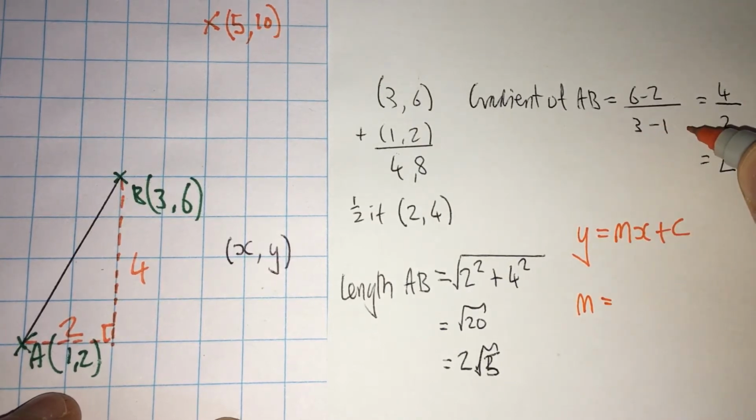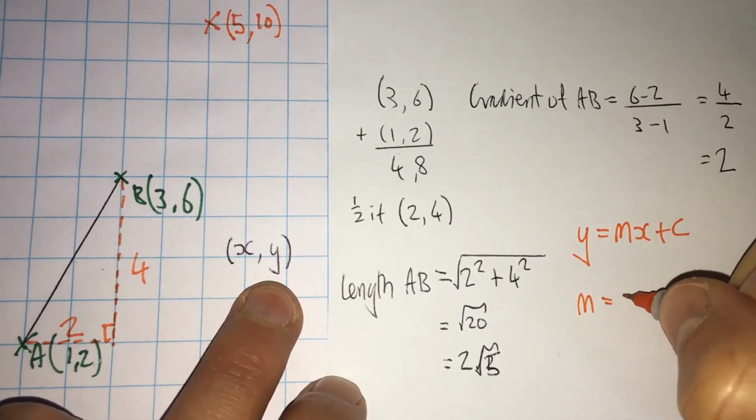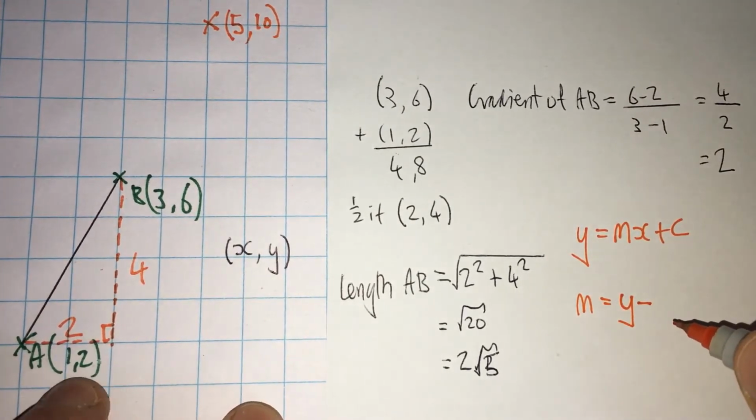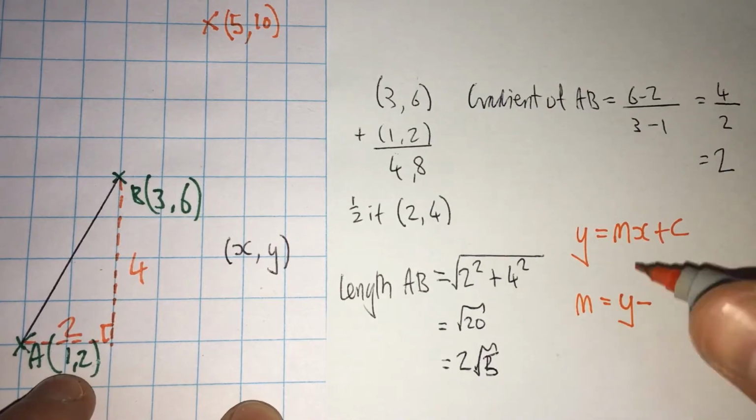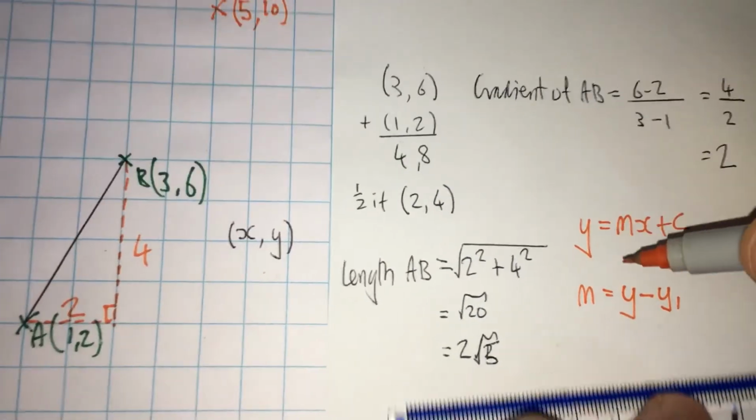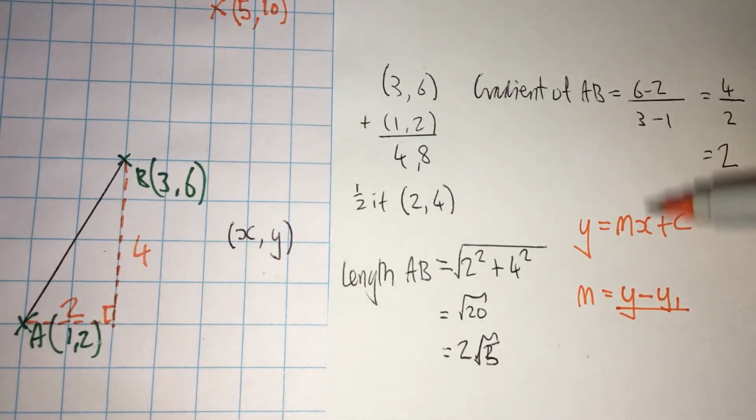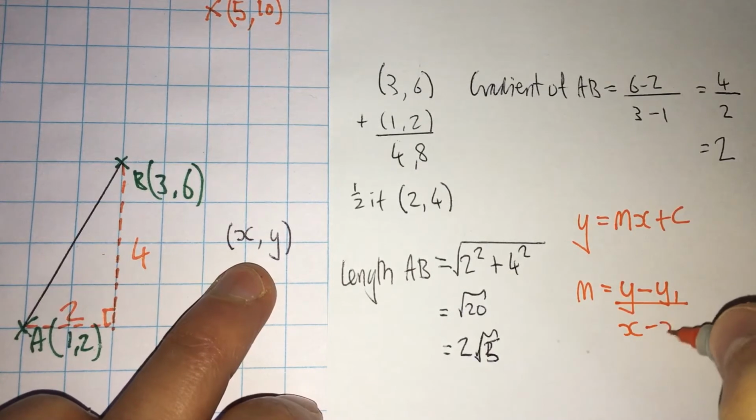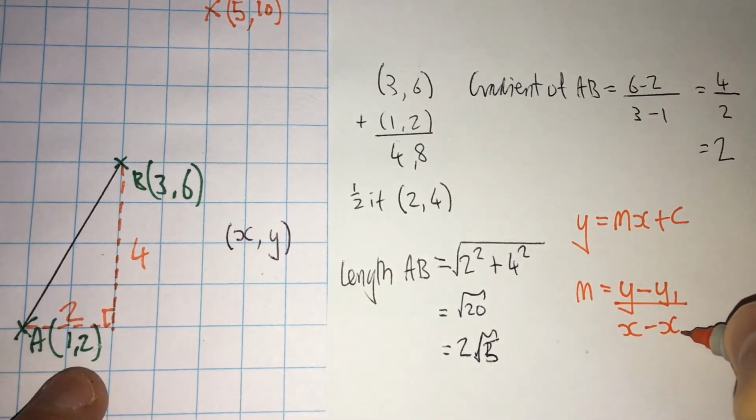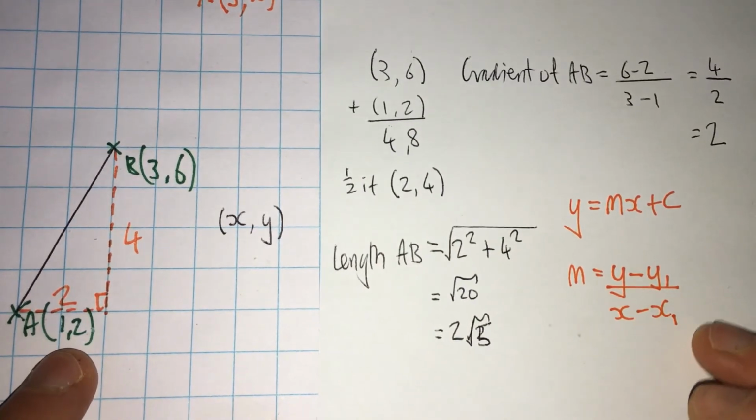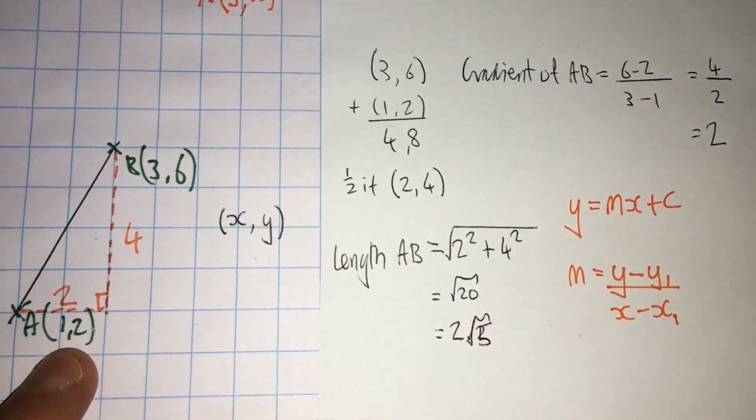If we use this form, we already know that the gradient m is equal to the difference in y over the difference in x. So if we take the general point y, take away a specific point, I'm going to use A because it's got nicer numbers, and we'll call that y1. And then we divide that by the general point value x, and then we'll take away a specific value, which I'm going to use this one down here. We've got this equation here, and actually rearranging this is really useful.